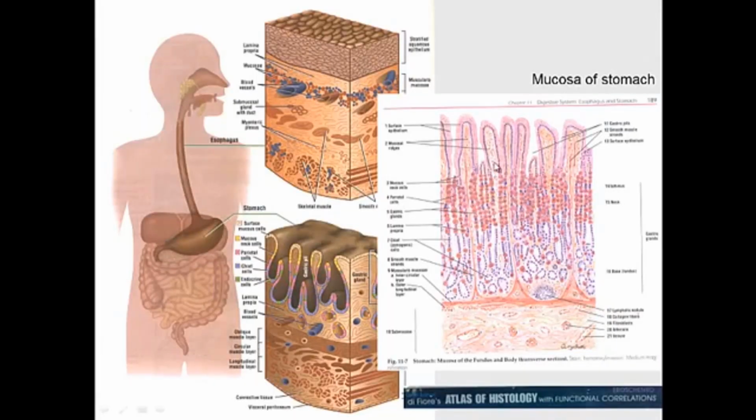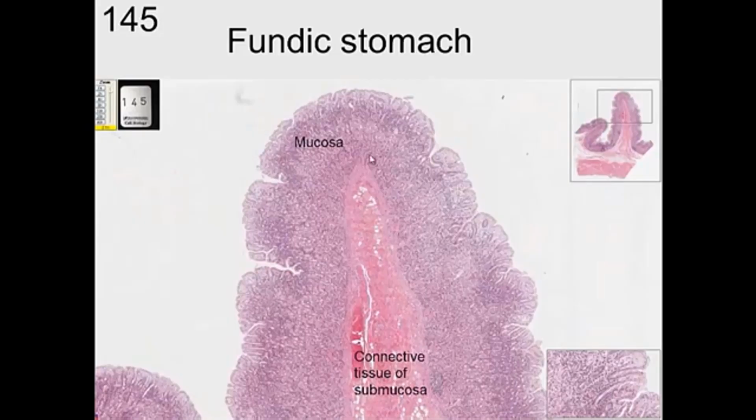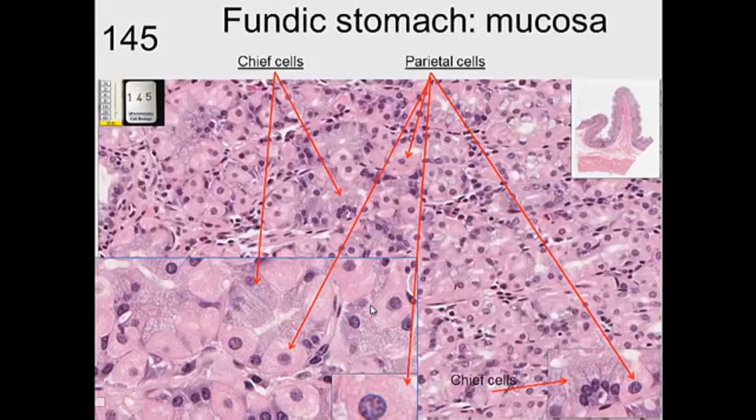Another tissue we want to look at is the mucosa of the stomach. The mucosa is the epithelium lining the stomach, the lamina propria, and the muscularis mucosa. Those three things make a mucosa. And we'll look at the mucosa. Here's the mucosa, and this is the submucosa, connective tissue of the submucosa.